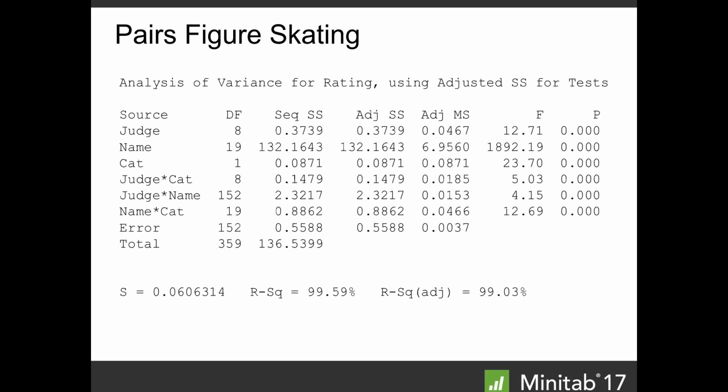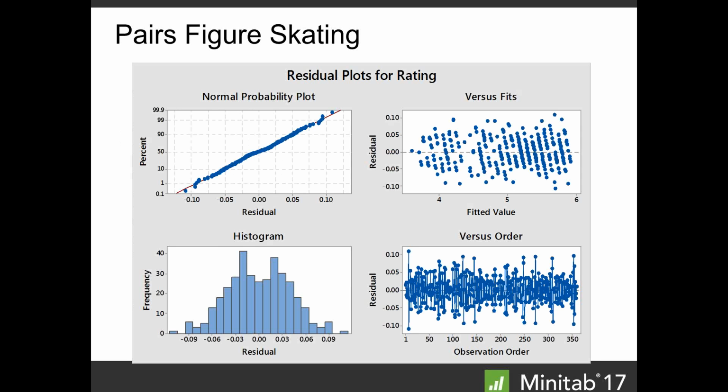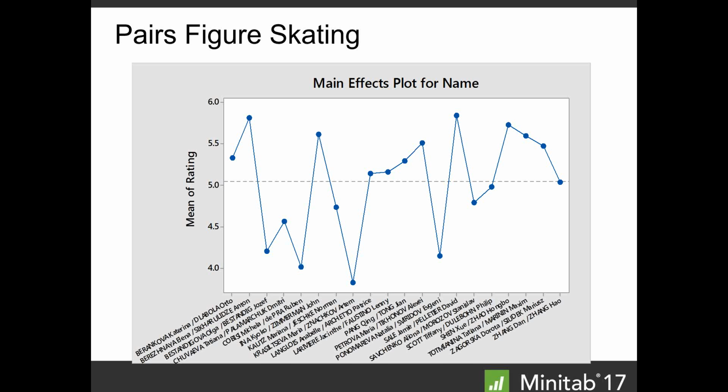And again, we have an ANOVA table here. Now in this case, we have very significant p-values on every single term. Every term, 0.000, highly significant. Further, our R-squared adjusted is 99.03%. This is almost unbelievable data to have a real data set with people judging something and get that high of R-squared. Residuals, everything looks good in the model here.